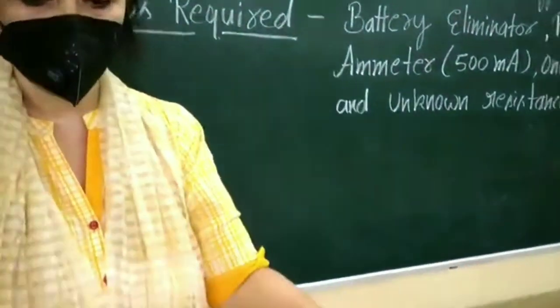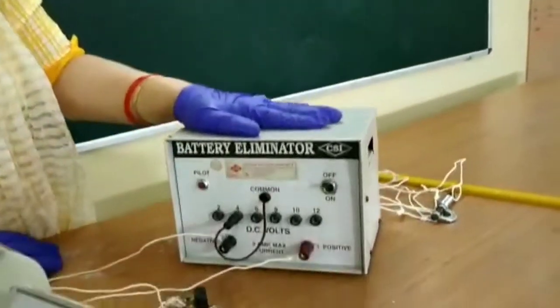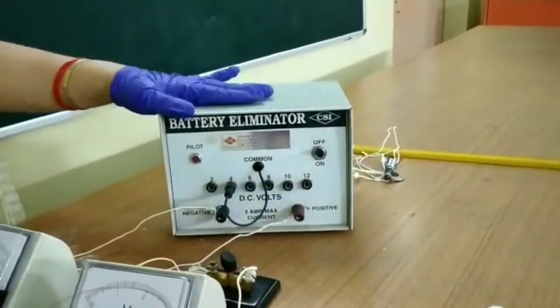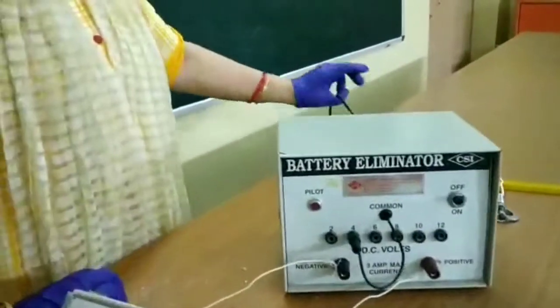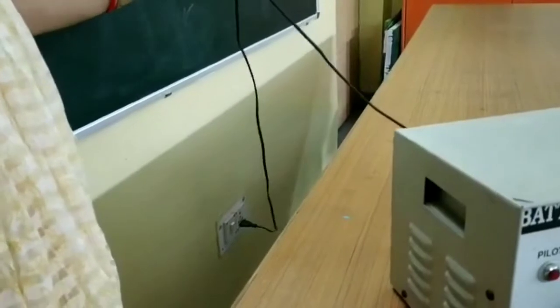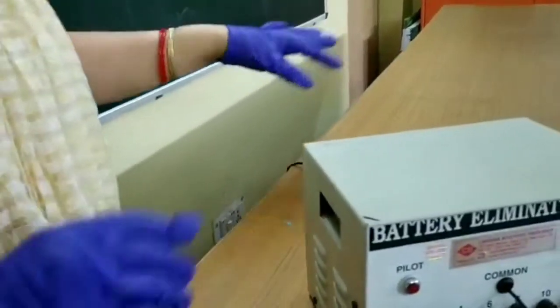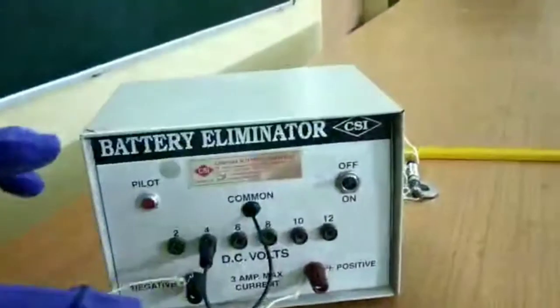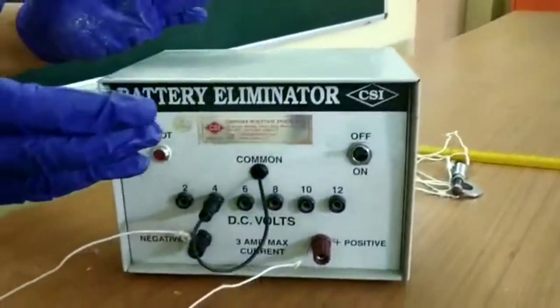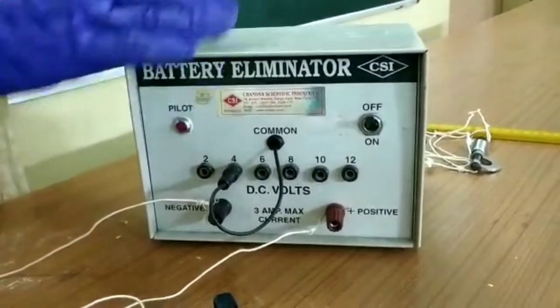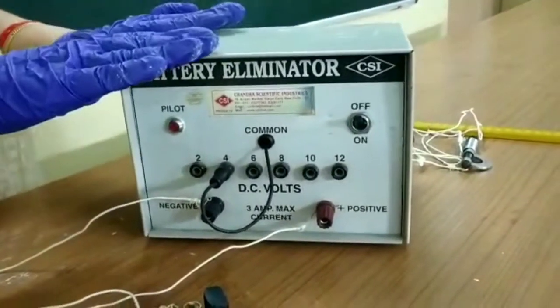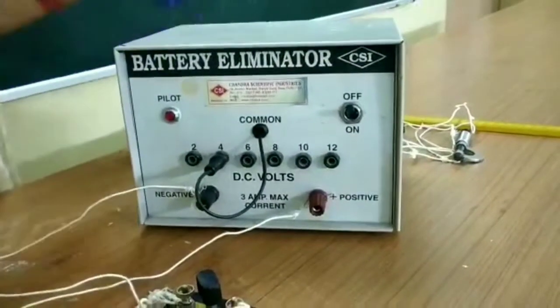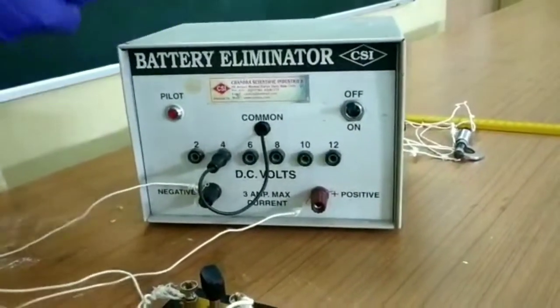You can see here we have this battery eliminator. You can very well see that I have connected this to a power supply. But we know that the power supply is alternating current, and here we need DC current because we cannot handle AC current. It can give us shock. So the battery eliminator has a rectifier which converts AC to DC.